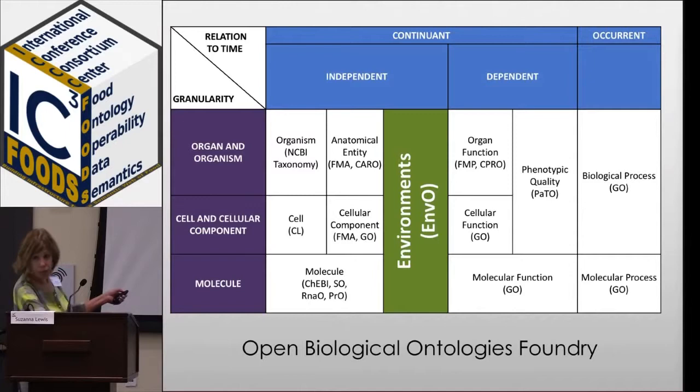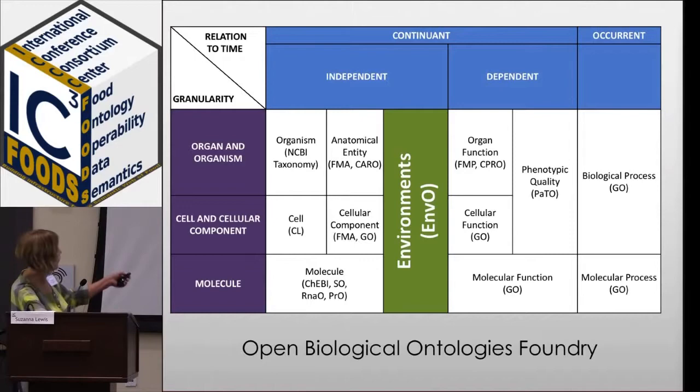You have things that occur over time, processes. So it's sort of like, is it a solid continuing thing, or is it just something that occurs? And then you have granularity. You can go down to the molecular level and up to the organismal level. So those are just examples of ontologies.